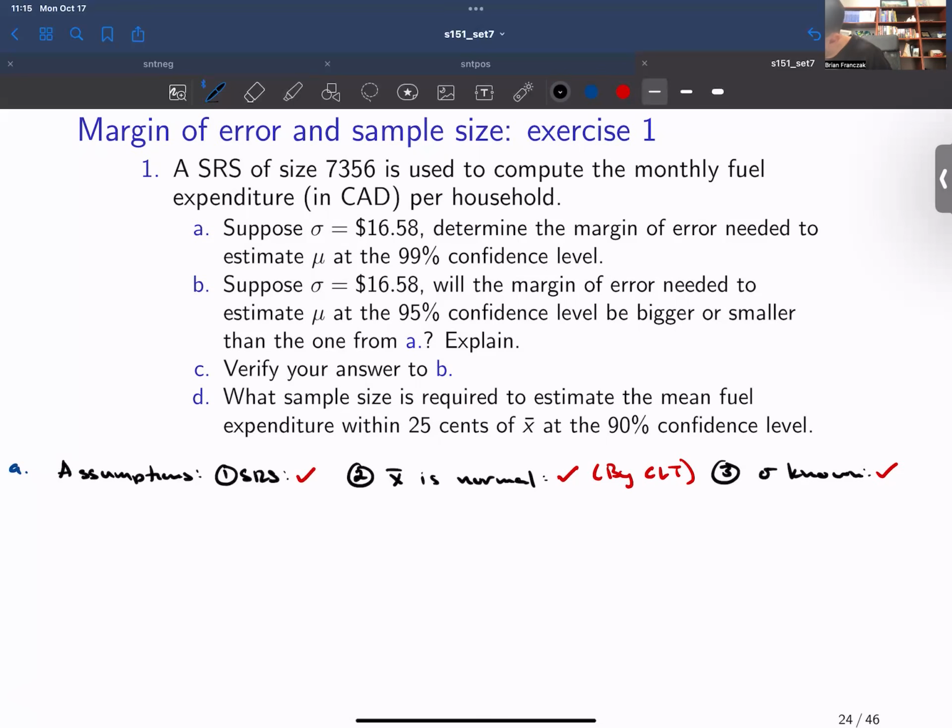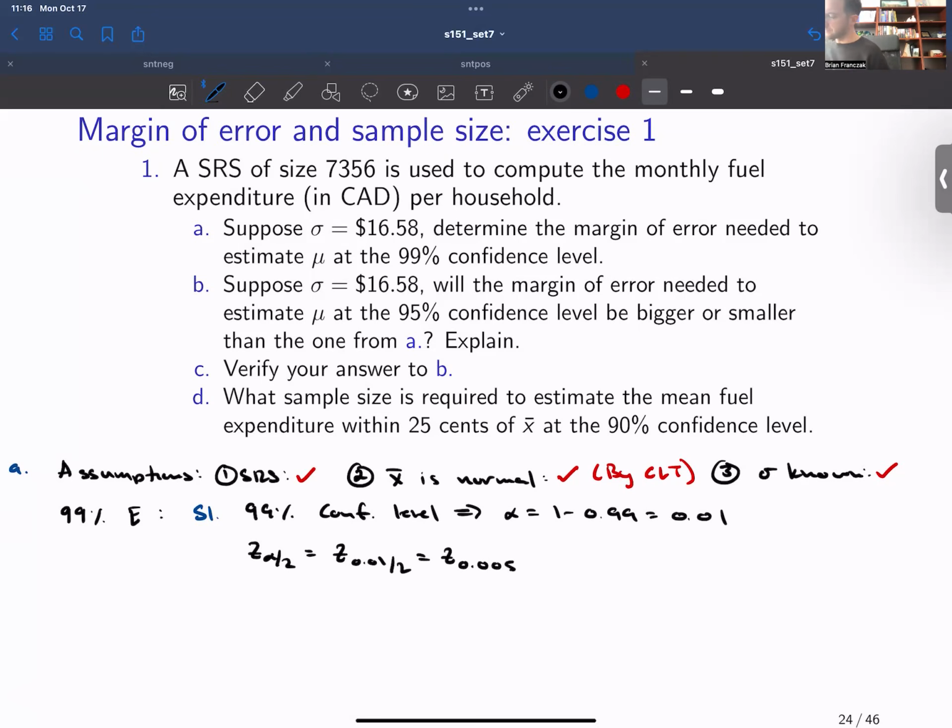Okay, so we'll call this 99% E, where capital E means margin of error. Just like we would with a confidence interval, we need to find the Z-score. So we have a 99% confidence level. This means that alpha is 1 minus 0.99, which is 0.01. So therefore, Z alpha over 2 is Z subscript 0.01 over 2, which is Z subscript 0.005.